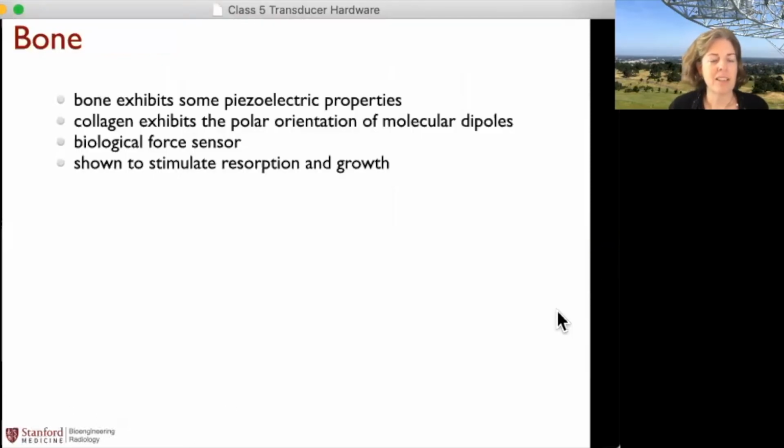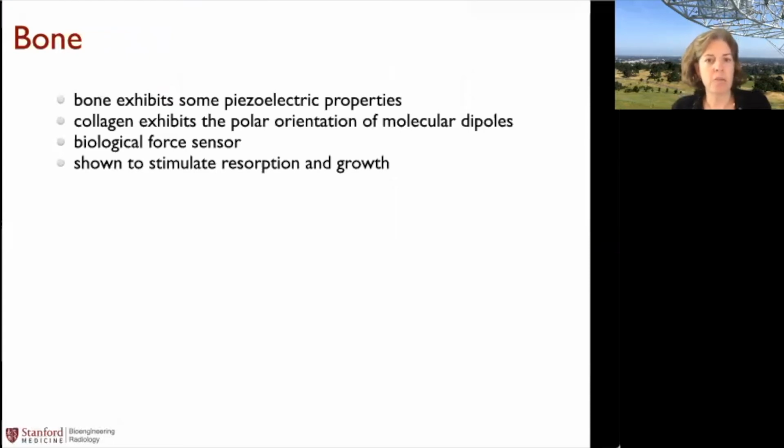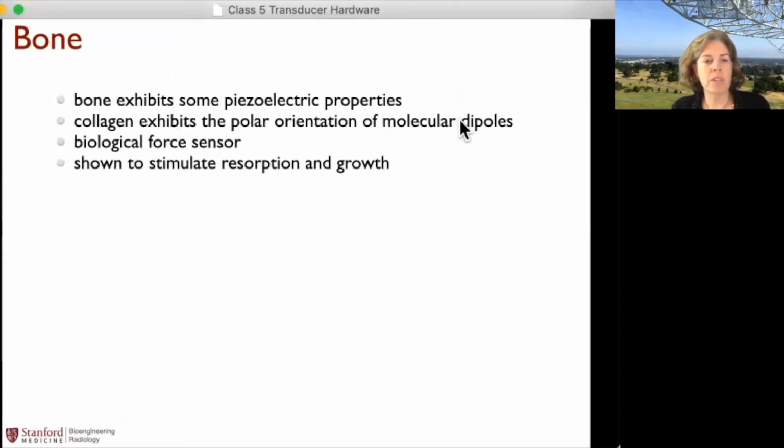Okay, so just as an aside, we talked about this effect in PZT, but it turns out bone actually has a similar effect. The collagen will exhibit this polar orientation. And so when you undergo pressure waves, it basically will set up little electrical currents in the bone. And that has been shown to stimulate resorption and growth.